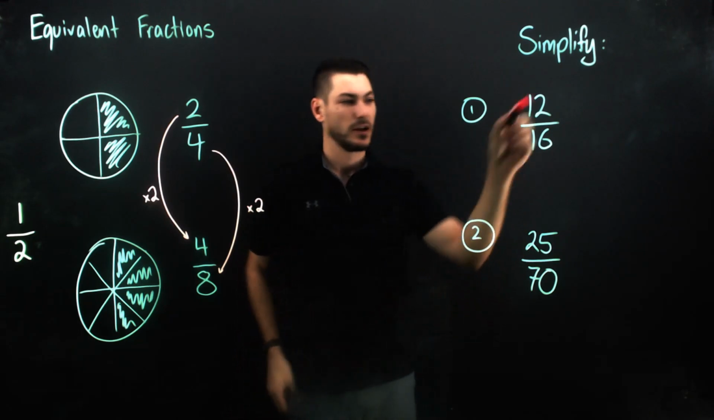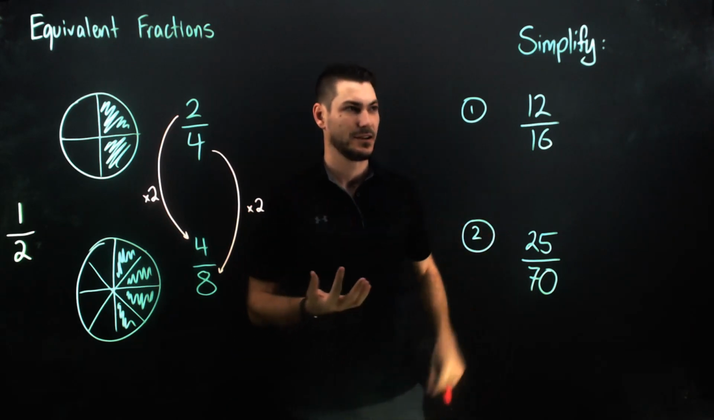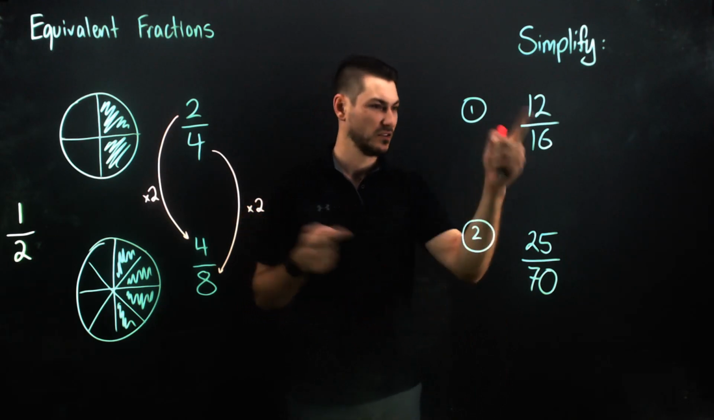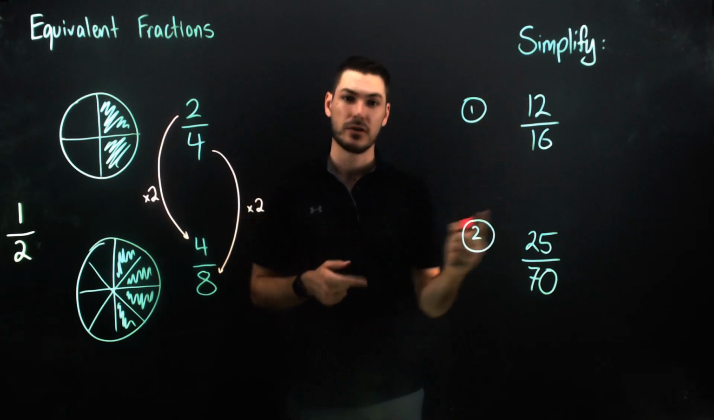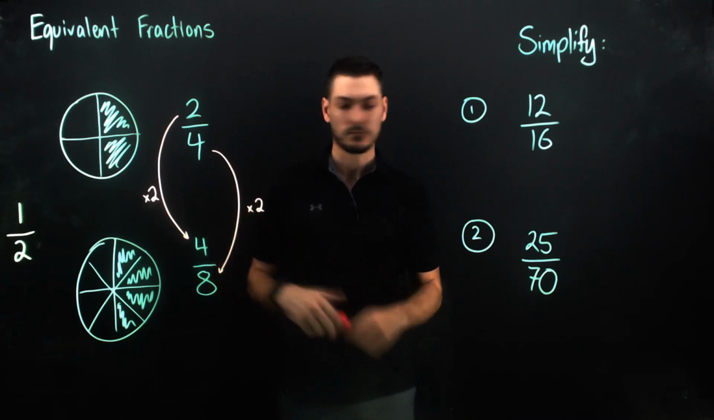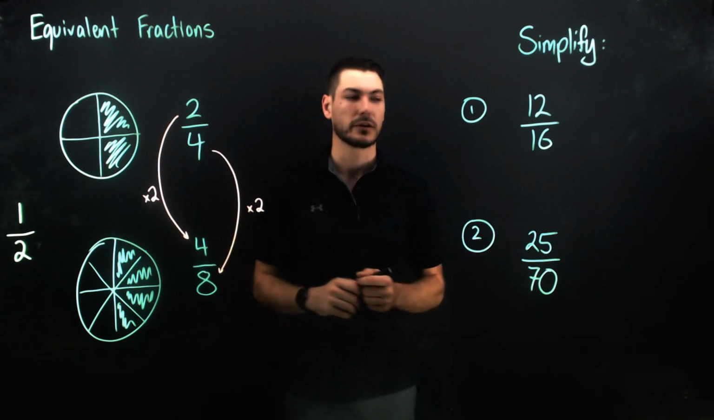In this fraction, I have 12 and 16. One of the biggest challenges in simplifying fractions is finding out what numbers go into the numerator and the denominator. In this one, we can see that 2 goes into 4 and 8. So does 4. So does 1. 1's kind of a number we ignore for now.